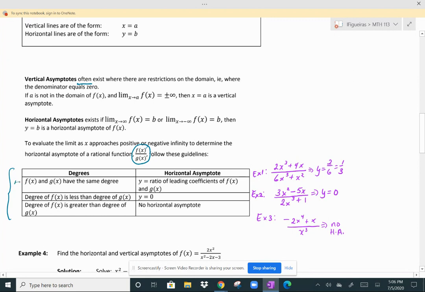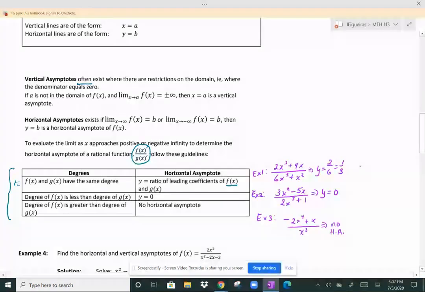So the first thing to consider is if f of x and g of x have the same degree, and remember the degree is the largest exponent. So if the largest exponent in the numerator and the denominator are the same, then your horizontal asymptote will be the ratio of the leading coefficients. Remember, a leading coefficient is the number in front of the term that determines the degree. And the ratio means that you're getting the leading coefficient from f of x divided by the leading coefficient of g of x. So the ratio will be a fraction.